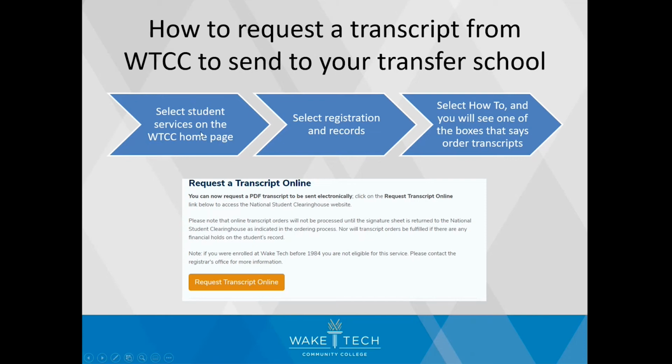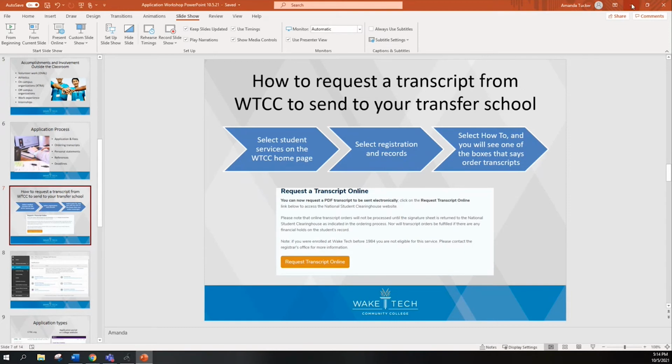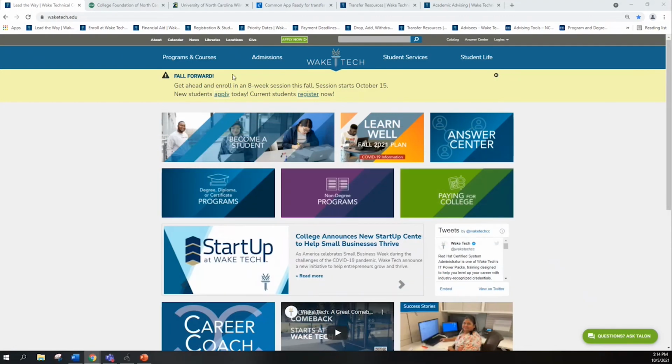If you're on the main Wake Tech homepage, you can select the Student Services button, and once you get there, you'll select Registration and Records, and then there's a How-To button or just an Order Transcripts button right on that first page. You can do either one. And that'll take you to a page where we'll have a button where you can actually request that transcript. I'm going to leave the PowerPoint for a minute and go to the main Wake Tech website, and I'm going to go through those steps.